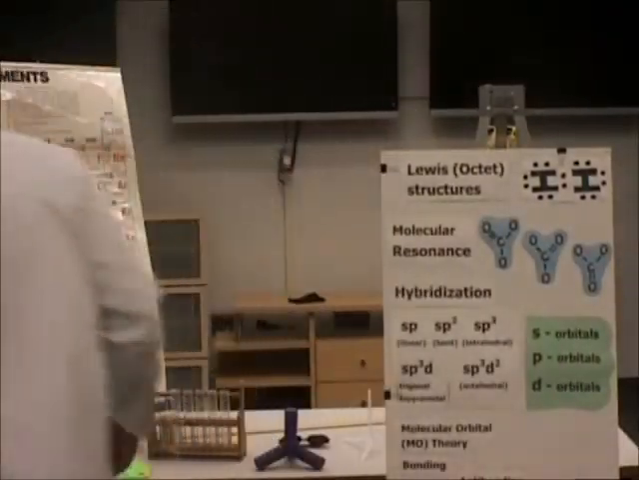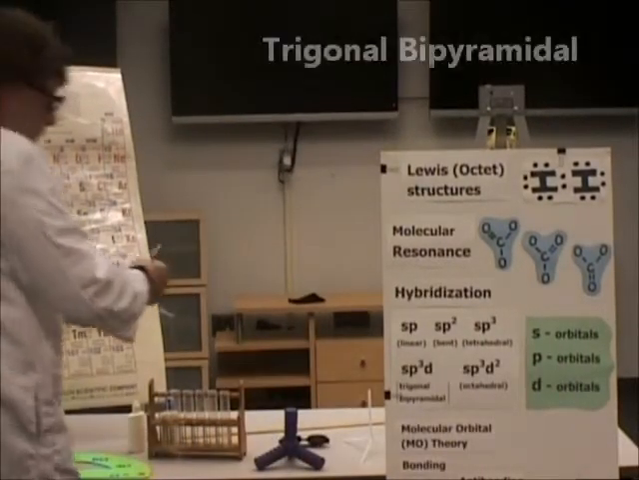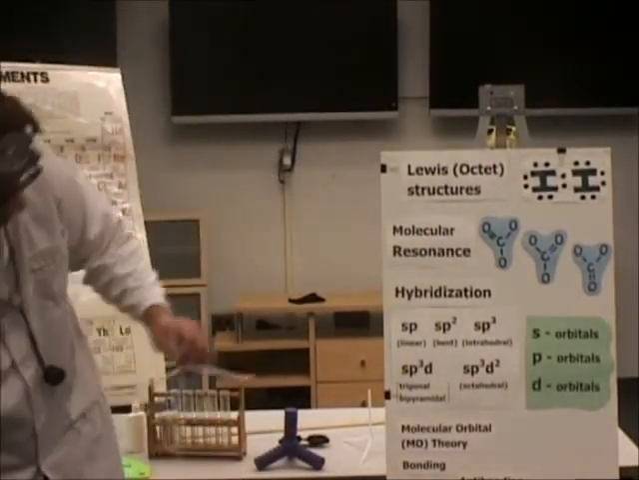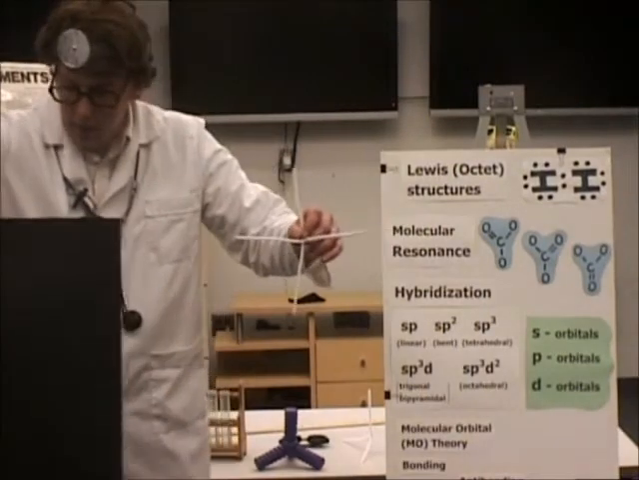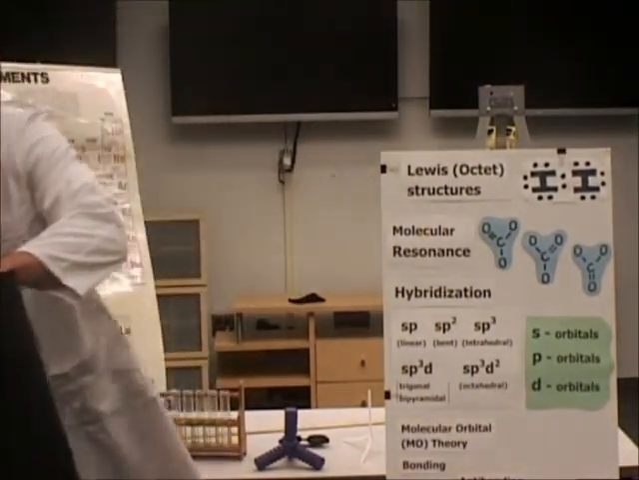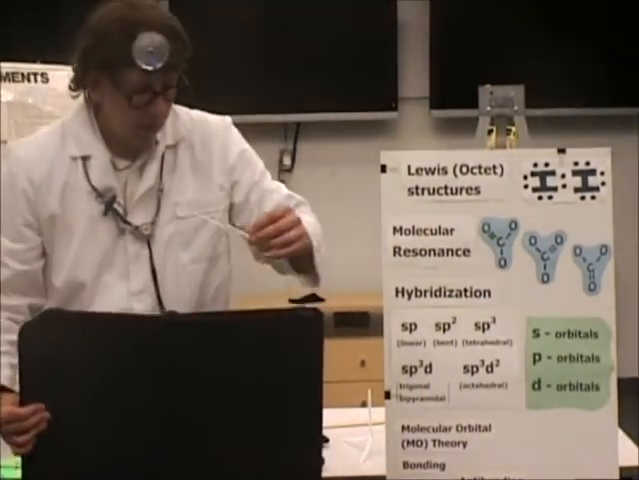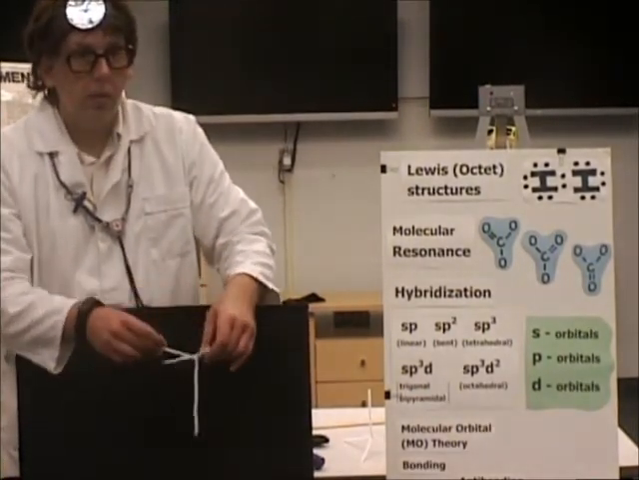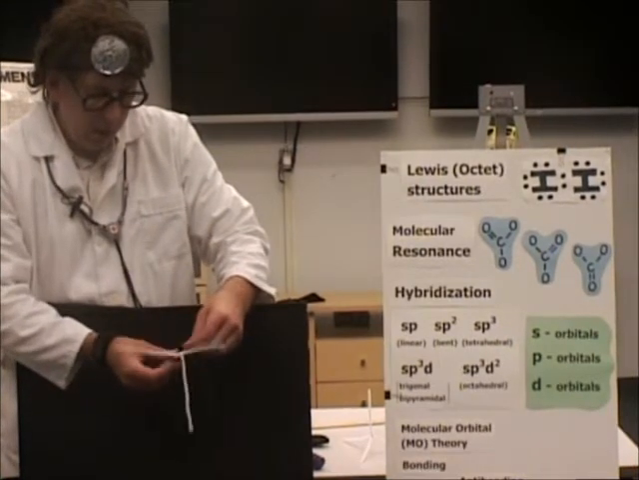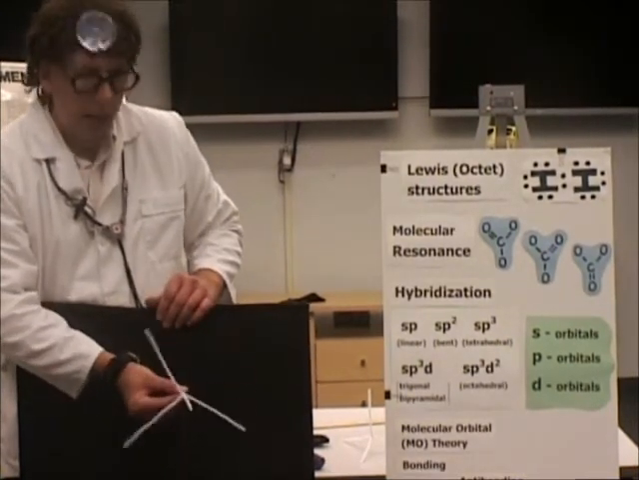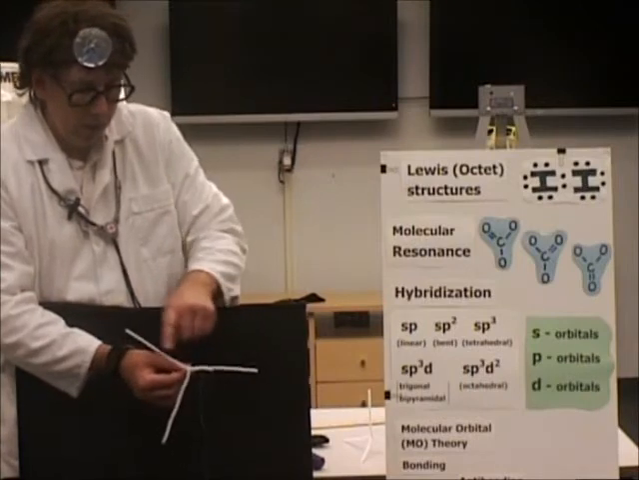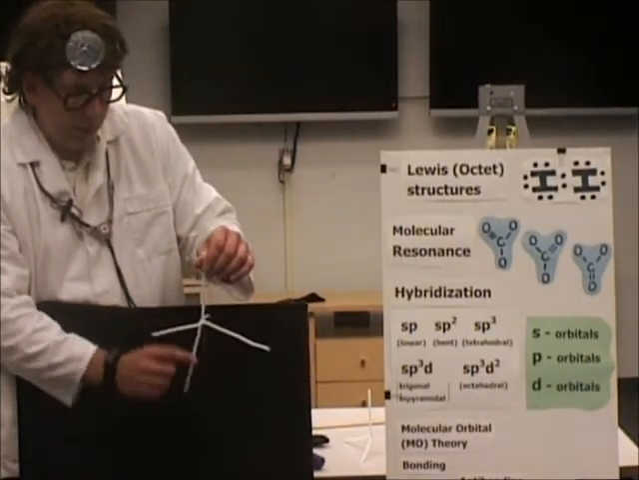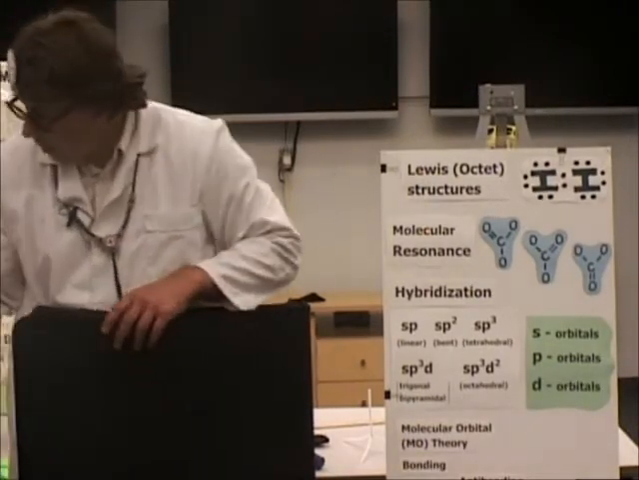Okay, I've got the trigonal bipyramidal shape, all right? So we've got a trigonal bipyramidal shape here with the pipe cleaners. So you see the trigonal formation, right? So you've got the three atoms, right? The planar structure, trigonal, and the two axial atoms, right? So a central atom and two axial atoms.